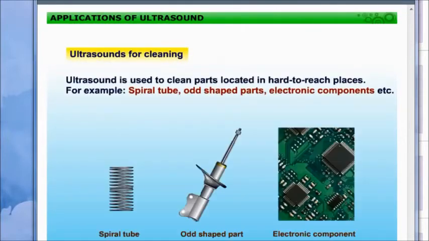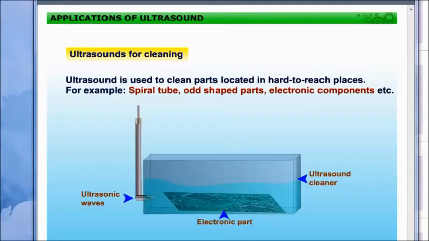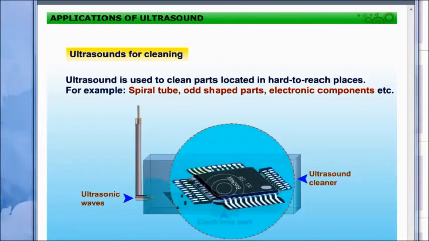Ultrasound is used to clean parts located in hard-to-reach places, for example, spiral tubes, odd-shaped parts, electronic components, etc. The object to be cleaned is placed in a cleaning solution, and ultrasound waves are sent into the solution. Due to their high frequency, the ultrasound waves stir the cleaning solution. Because of the stirring, the particles of dust and dirt get detached and drop off the object, which is thus thoroughly cleaned.